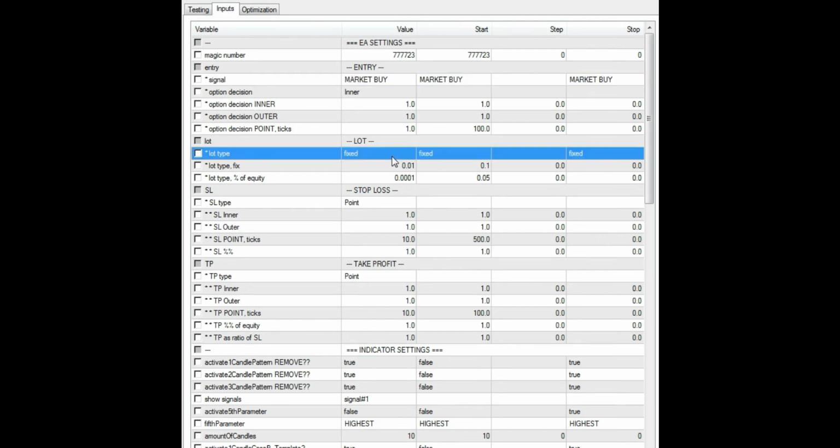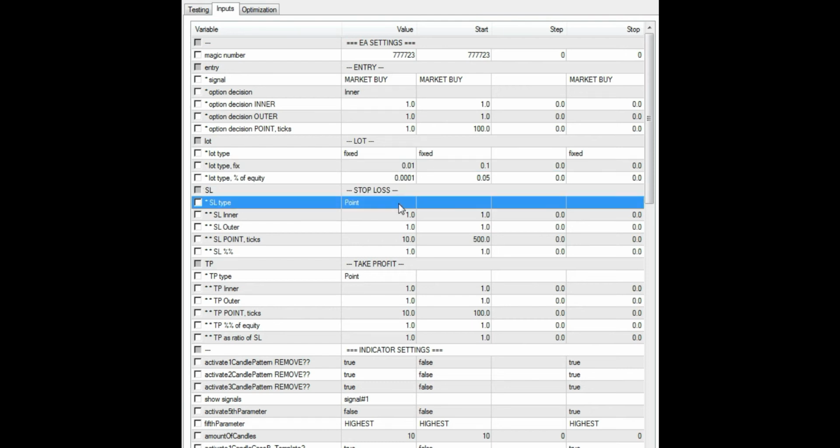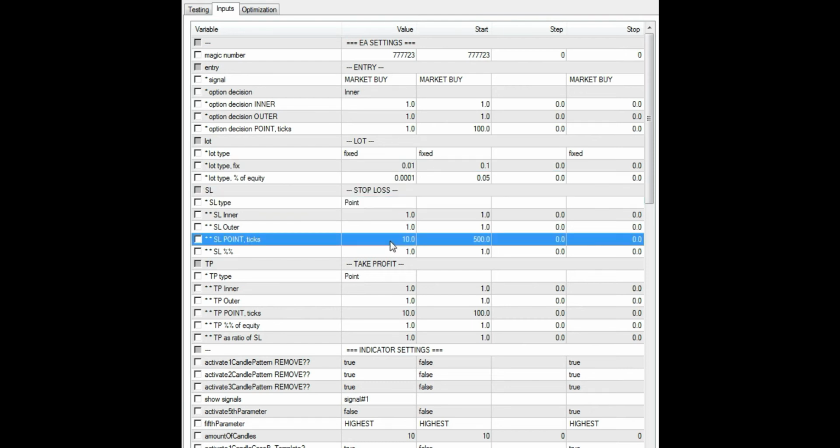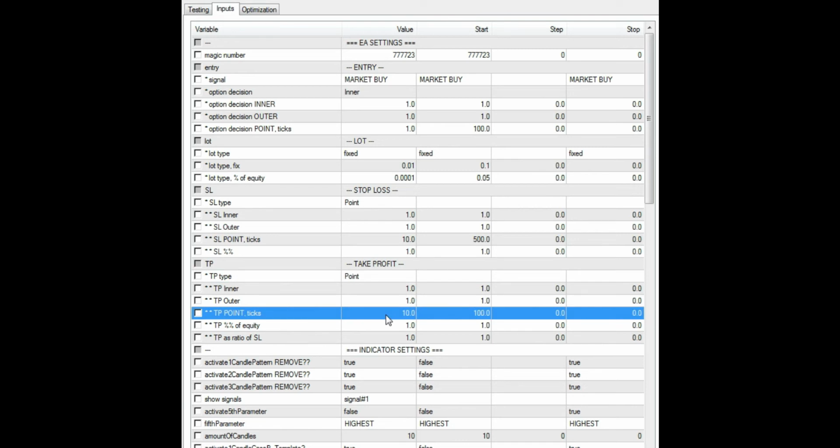Next is lot size. Here the only problem can be if you set it too big, and the EA test runs out of money. So go safe and set 0.01 fixed lot size. Stop loss. Generally, setting an inner stop loss with size 1 is not a problem, but if the pattern is very small, then it might not be detected at all. So I suggest to choose the point system and go with 10 points, which is 1 pip and is perfectly suitable for any test. Same is with take profit. Better go with the point system and a value of 10. If you take too big a take profit, it might never reach it and the trade won't count.